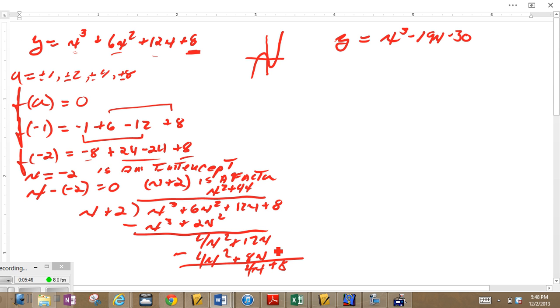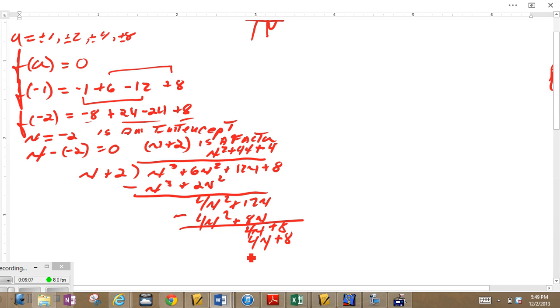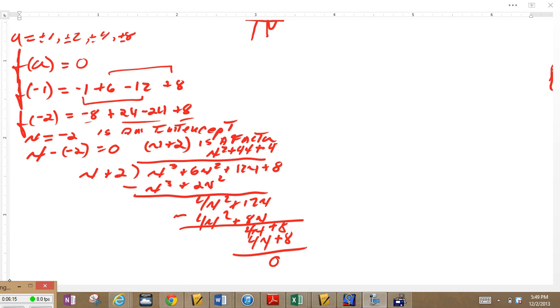Do the division again. x into 4x goes 4 times. 4 times x is 4x. 4 times 2 is 8. And of course, what's nice here is that when we subtract, we get 0. So effectively, this expression has now been factored.